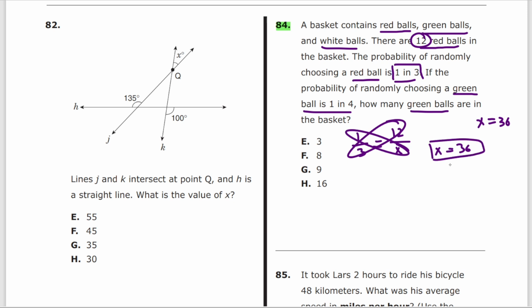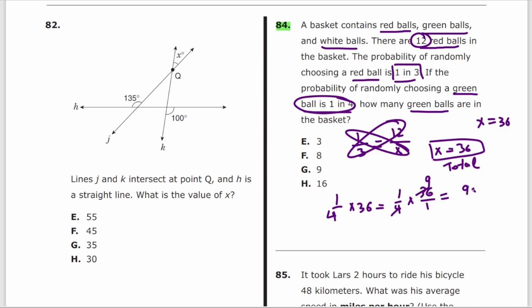What is that? That's the total number of balls. Now, 1/4 is green. So all you have to do is 1/4 multiplied by 36, which is the same thing as 1/4 times 36/1. Cancel 9.